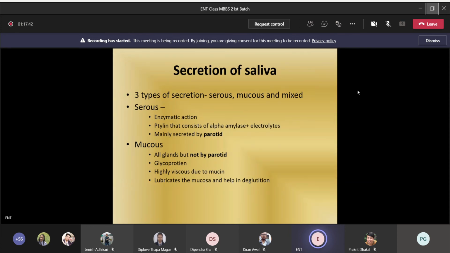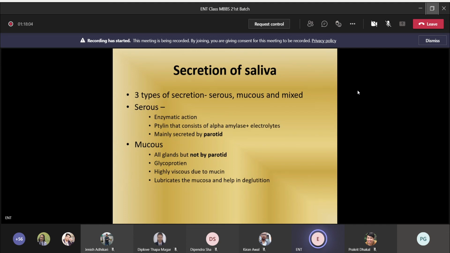That means the submandibular gland and sublingual glands, and they consist of glycoproteins, highly viscous due to the mucin, and lubricate the mucosa and help in deglutition. So this mucous secretion is highly viscous due to the mucin.